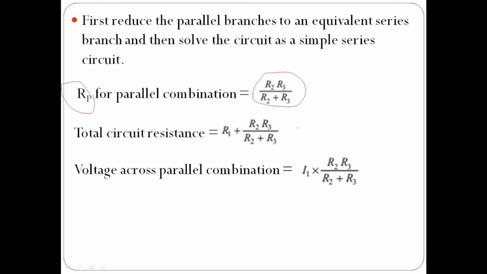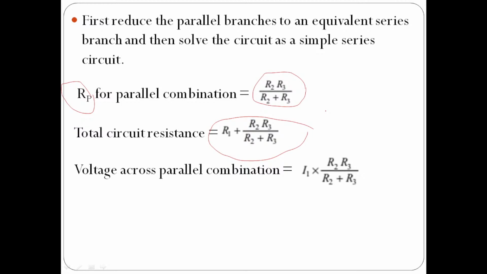Now what is the total resistance? R1 plus Rp. So what is Rp? Rp is R2 into R3 by R2 plus R3. Now what is the voltage across the parallel combination? Not the total voltage, but across the parallel combination. Voltage across the parallel combination is equal to current I1 entering the parallel combination into Rp.